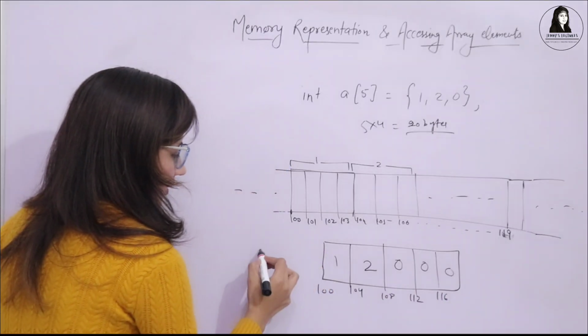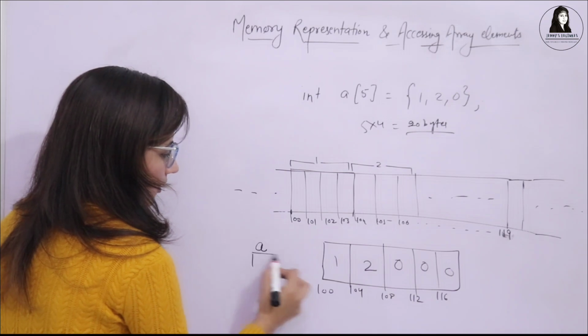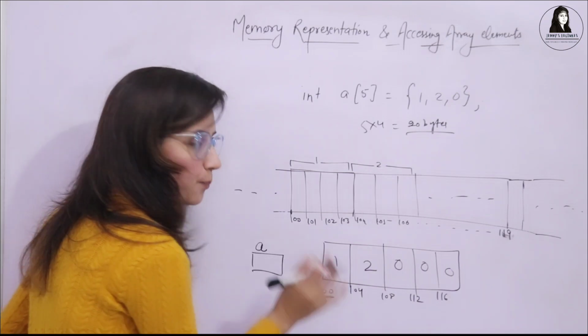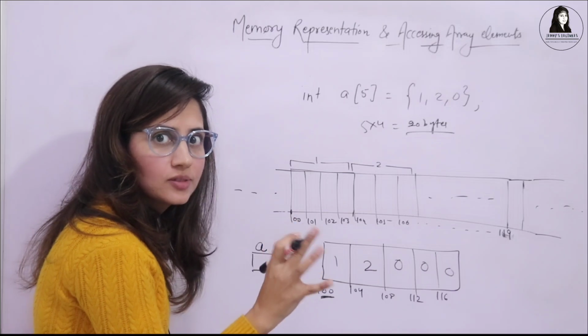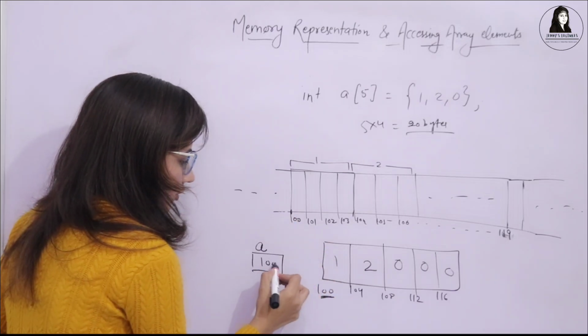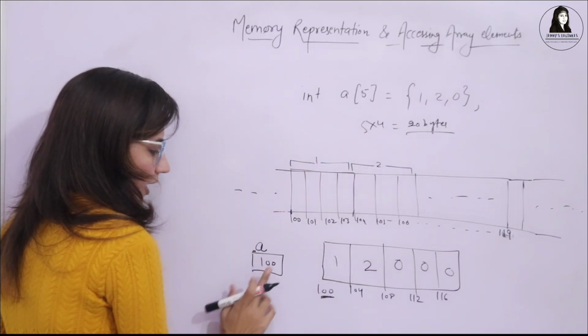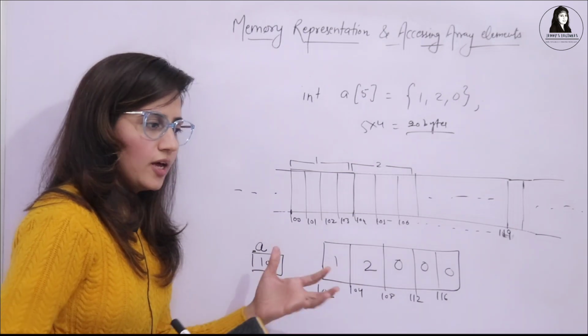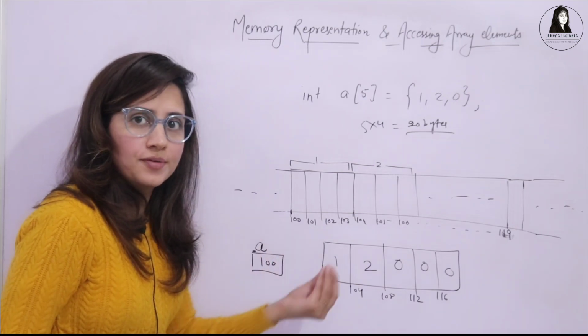Now the name of this array is A, and in A the address of the first element is stored, or you can say this is the base address of this array, the starting address. So A, the name of the array, stores the address of the first element, right? So these are by default considered as pointers.